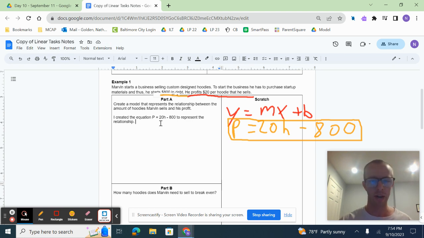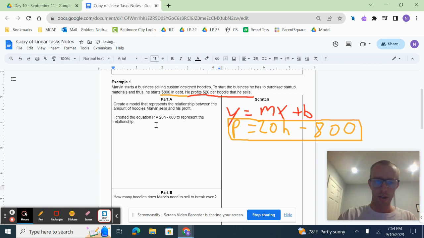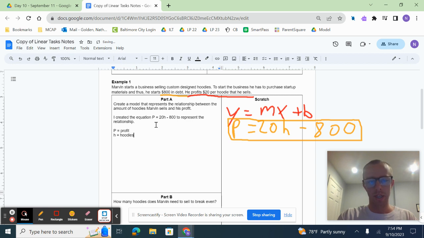Now, I kind of want to describe my thinking here, but I also want to define my variables. So if I'm going to include this P here, I need to say what P means. So I might say somewhere like P equals profit and H equals, and I don't want to just say hoodies. I want to say hoodies sold, right? It's how many hoodies he sells.